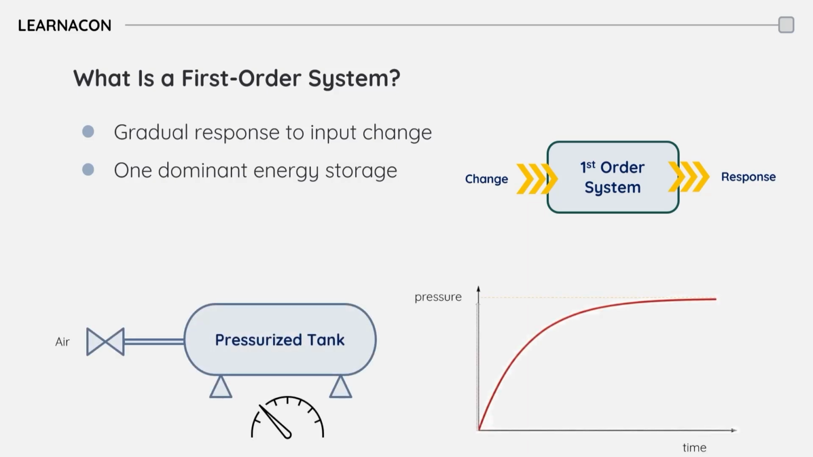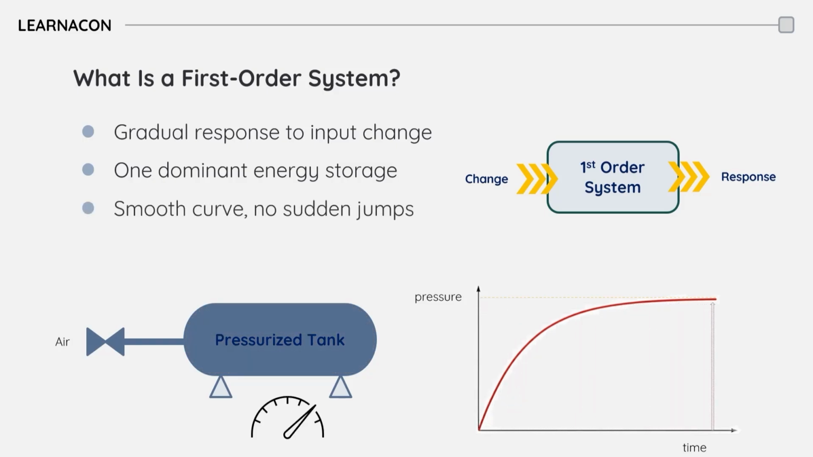Look at the tank below. When we change the input by opening the valve, the tank pressure, or output of our system, follows a smooth curve toward the new value. However, it takes time to reach the target. This is the simplest dynamic behavior we see in industrial automation systems.